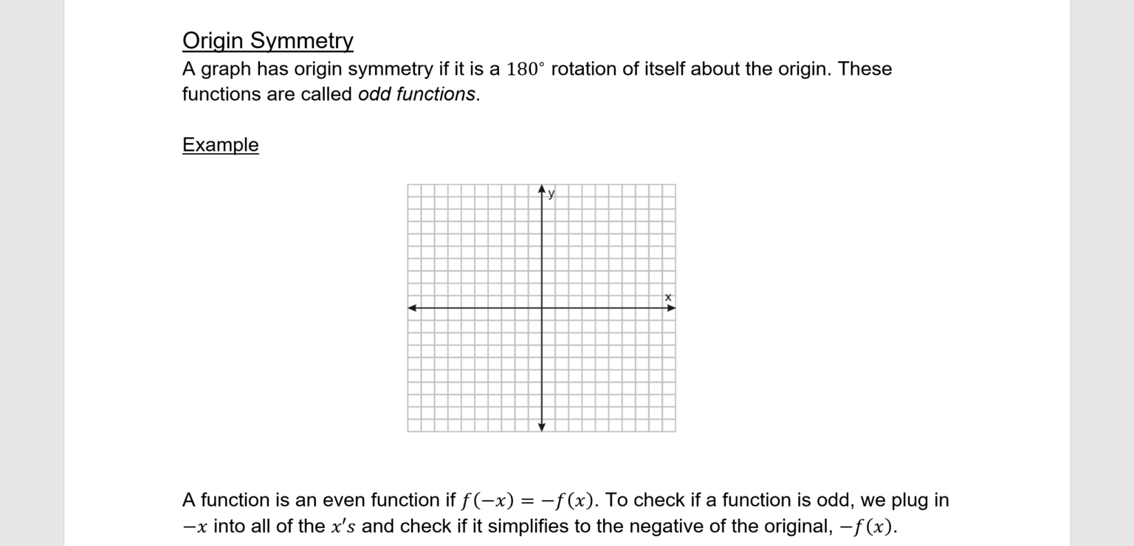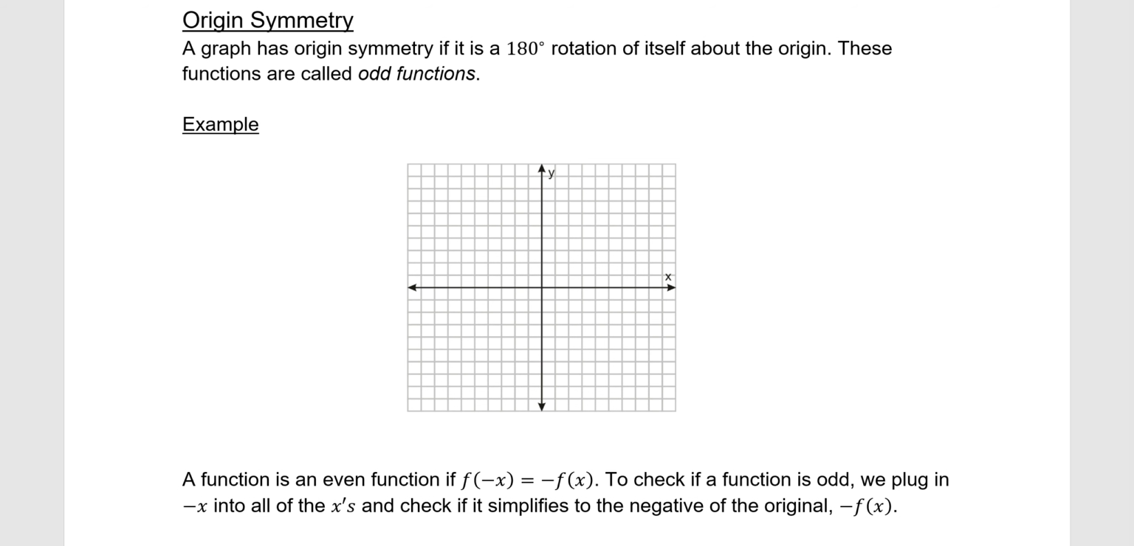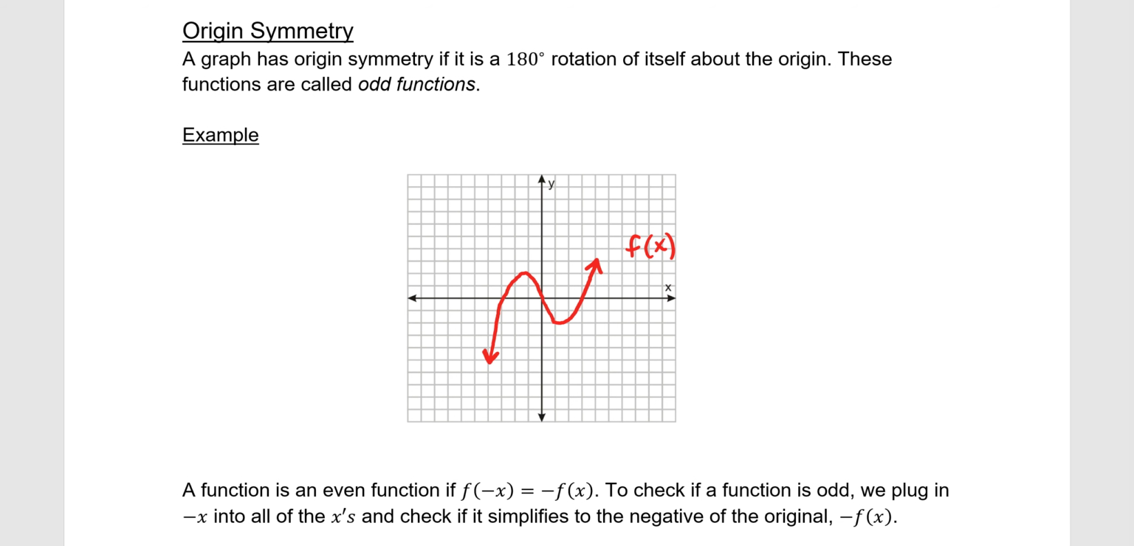An example of this would look something like this graph here, and we'll call this one f of x also. Notice that if you took your head and looked at it completely upside down, it would look exactly the same as before you flipped your head upside down. So that means this has origin symmetry, meaning it's a 180-degree rotation of itself.